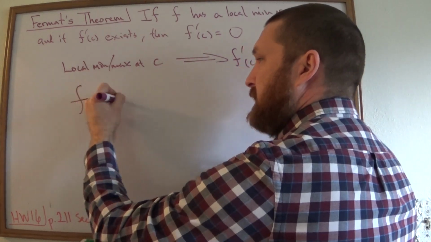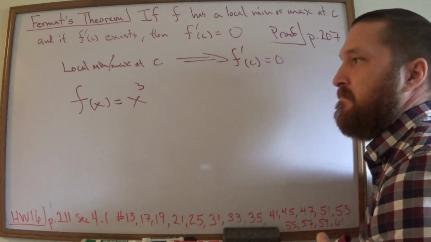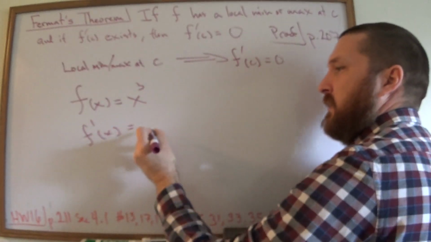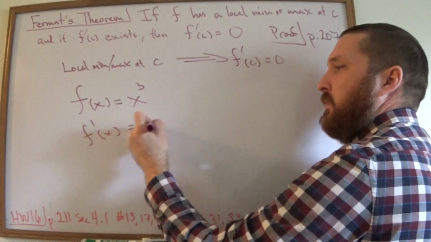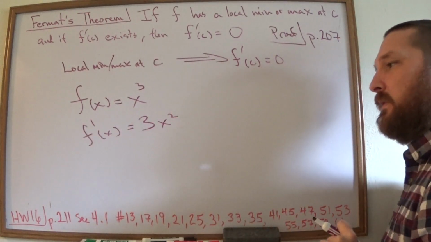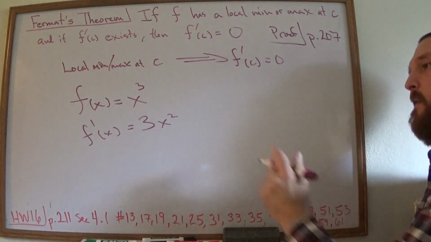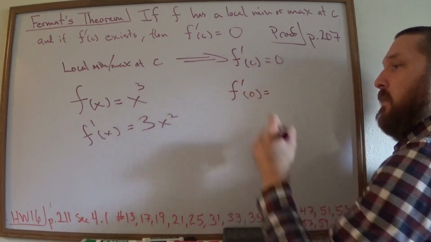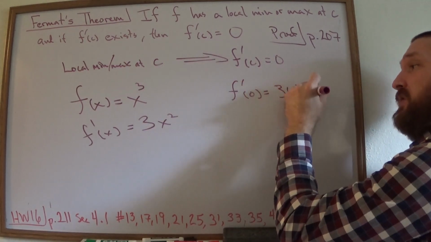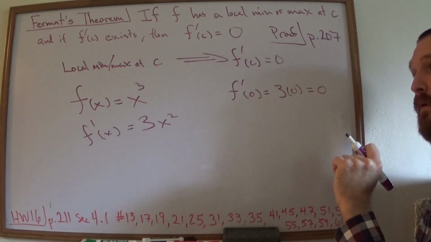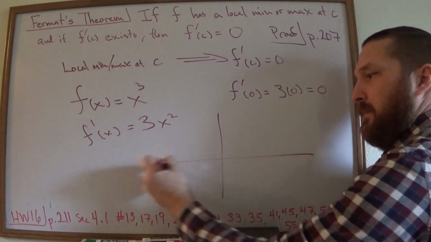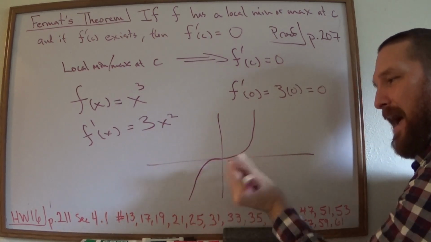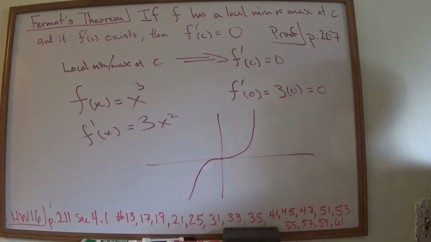Let f of x equal x cubed. Now, let's take its derivative. What's the derivative of this? 3x squared. Where is that equal to 0? At 0, right? So f prime at 0 is equal to 3 times 0, which is 0. So its slope there is 0, but it's not a min or a max, because it does this and it does this. So at that point, yes, it's 0, but see what's happening here.